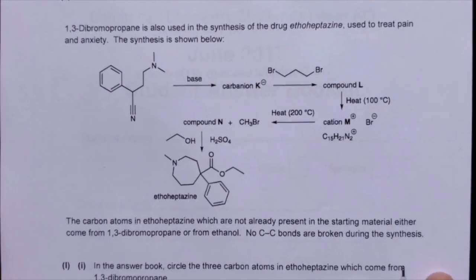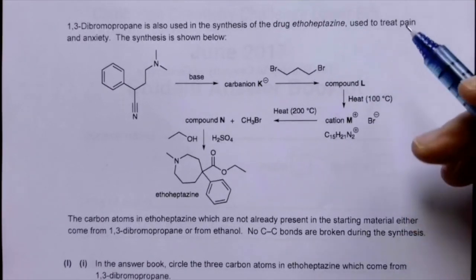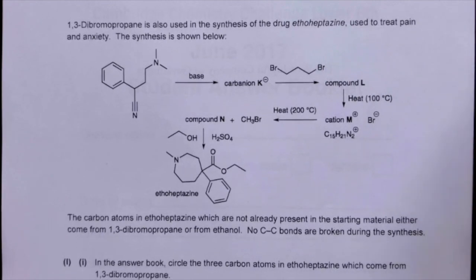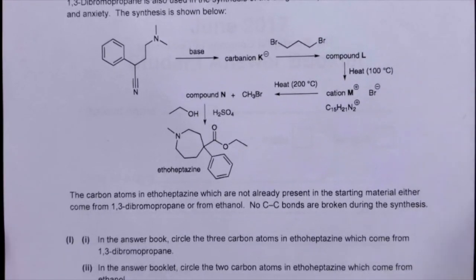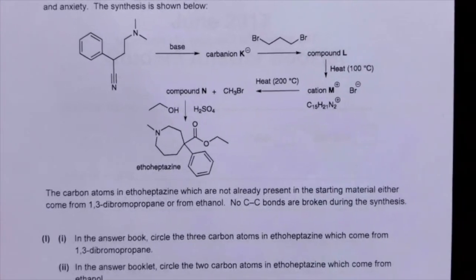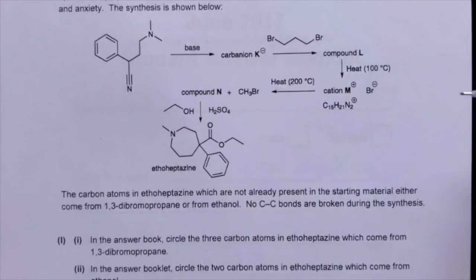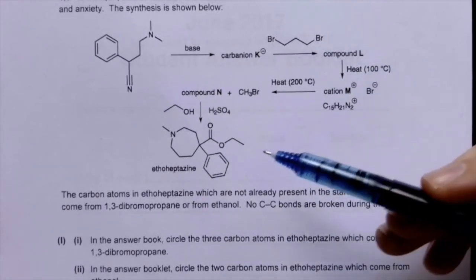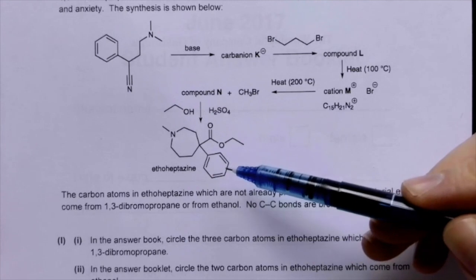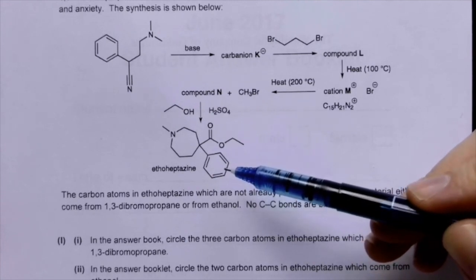Now, once you've done that, you probably want to pause it there, do those questions, make sure you got those right, and then we move on to the final part. So 1,3-dibromopropane is used in a different synthesis to make this drug, which is used to treat pain and anxiety.